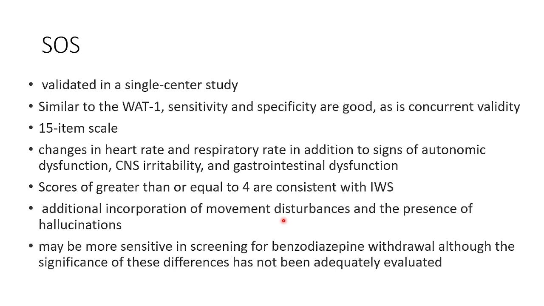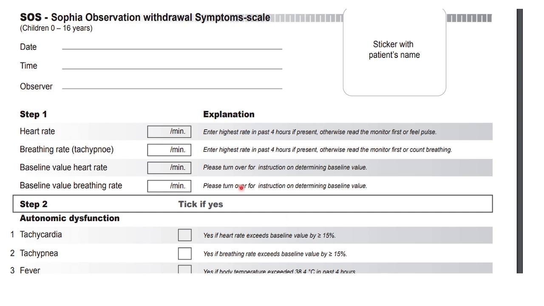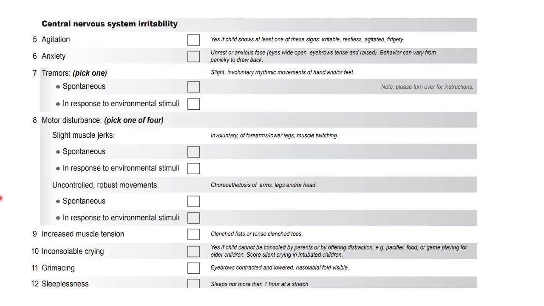So the proponents of the Sophia observation withdrawal scale suggest that this score may be more sensitive in screening for benzodiazepine withdrawal as compared to the withdrawal assessment tool, which is said to be a very good score overall, but cannot differentiate between opioid and benzodiazepine withdrawal. This is the way it is scored: 0 to 16 years, heart rate, breathing rate, baseline heart rate, autonomic tachycardia, tachypnea, fever, agitation, anxiety. You have the motor disturbances, then you have symptoms like grimacing, sleeplessness, inconsolable crying.